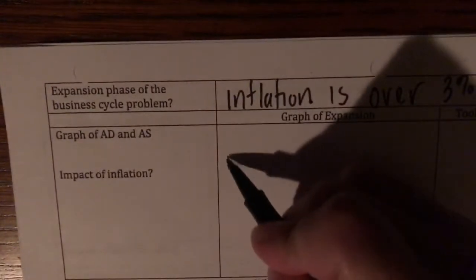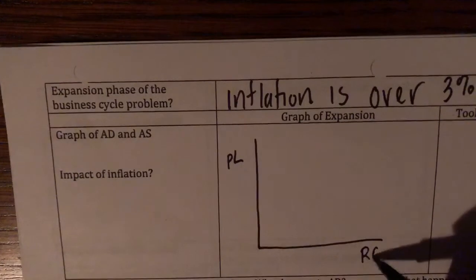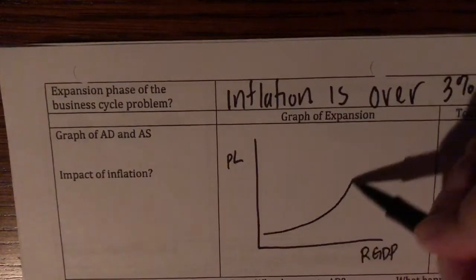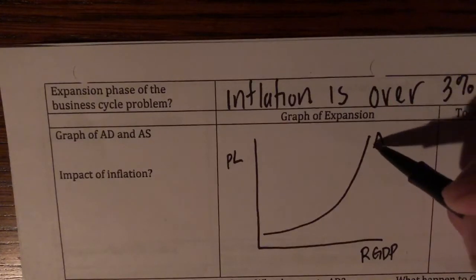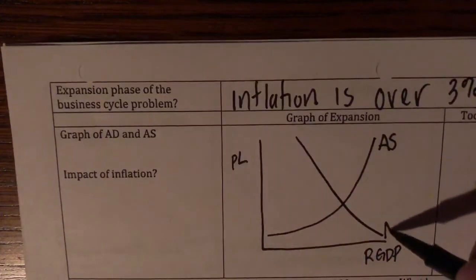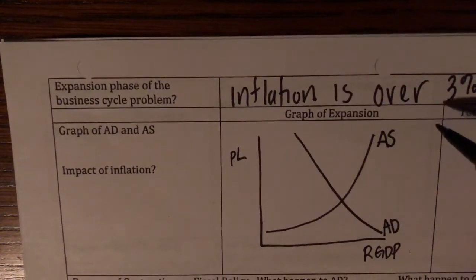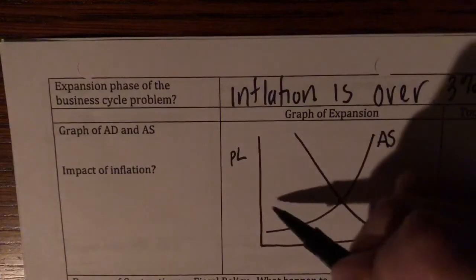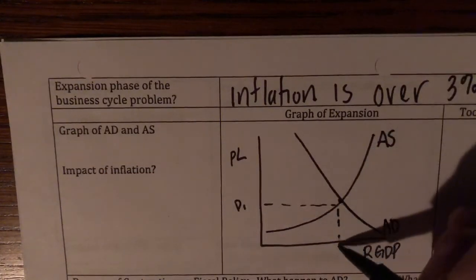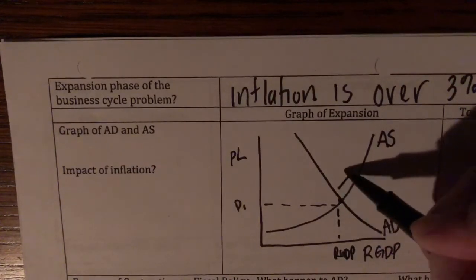Okay, and so what I want us to look at is how does that look on our graph? So here's price level, here's real GDP, and I'm going to do everything at equilibrium. So here's aggregate supply, here's aggregate demand. I have inflation over 3%. So my curve will shift to the right?